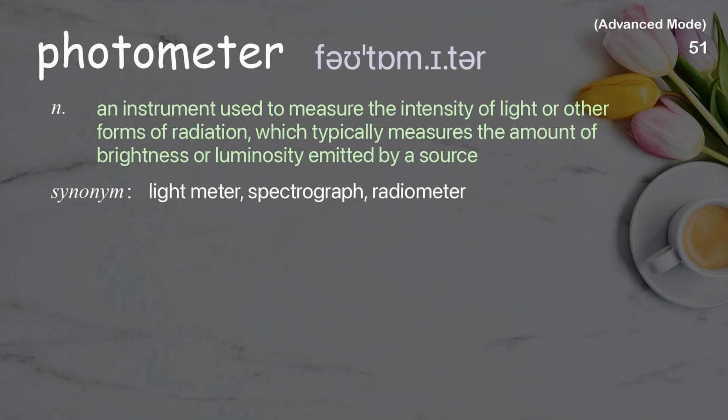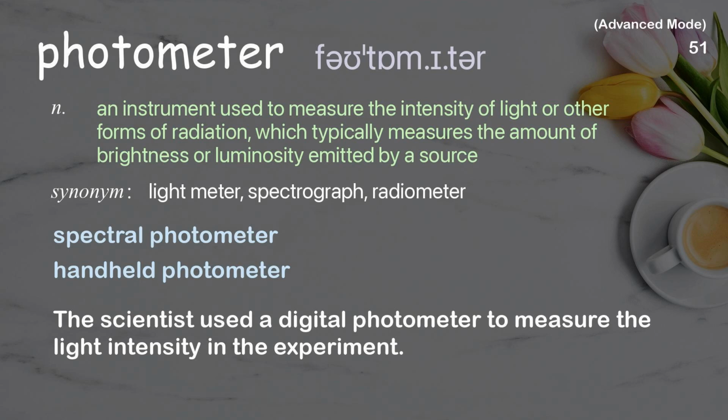Photometer. An instrument used to measure the intensity of light or other forms of radiation, which typically measures the amount of brightness or luminosity emitted by a source. Examples: Spectral photometer. Handheld photometer. The scientist used a digital photometer to measure the light intensity in the experiment.